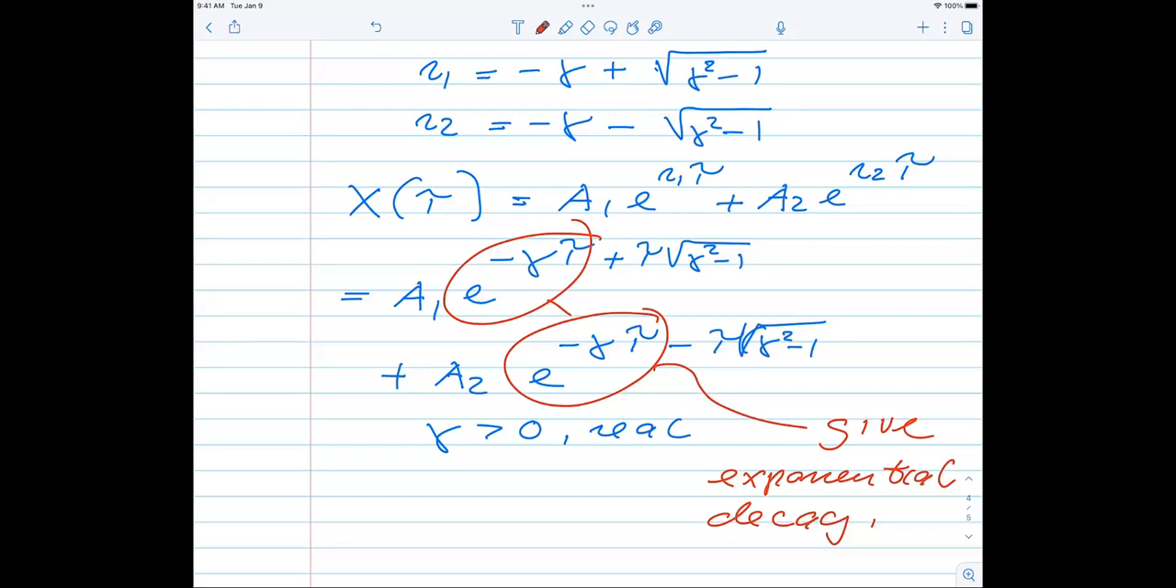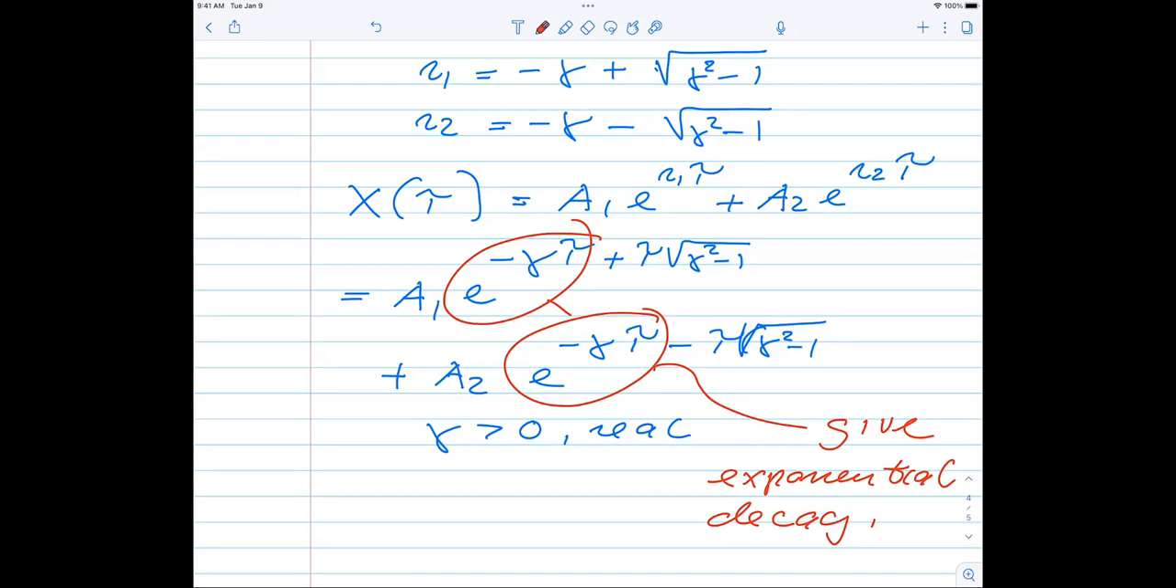So what happens if gamma squared is equal to 1? We see that immediately. Then that term is 0, right? And then we have just an exponential decay. This is a case which is going to give us the critical damping.